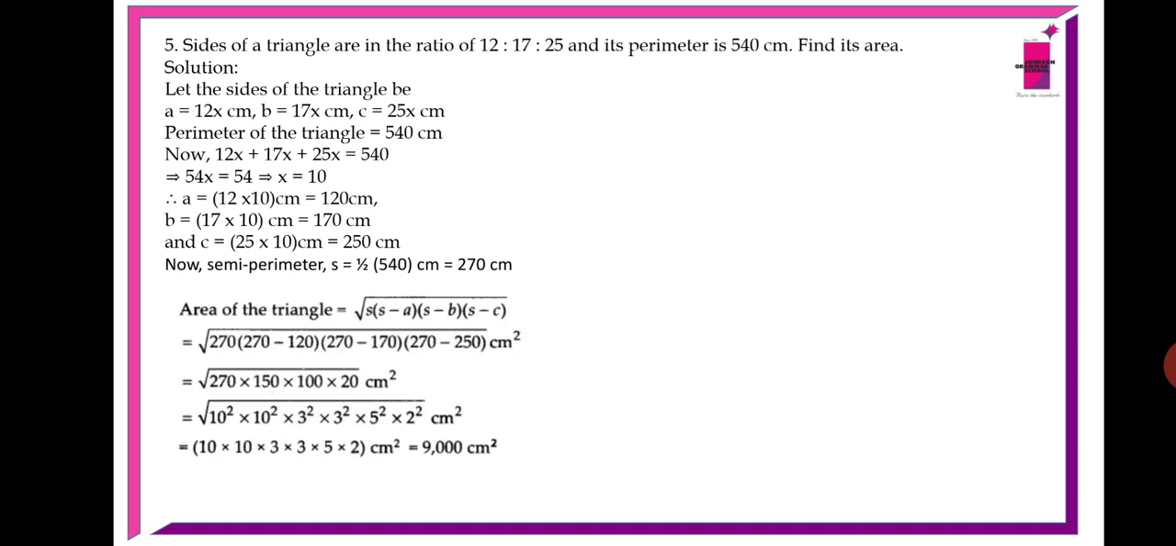Then A equals 120 centimeters, B equals 170 centimeters, and C equals 250 centimeters. Now the semi perimeter is 270 centimeters. The area of the triangle is the square root of S into S minus A into S minus B into S minus C. After simplifying, you will get the area equal to 9,000 square centimeters.